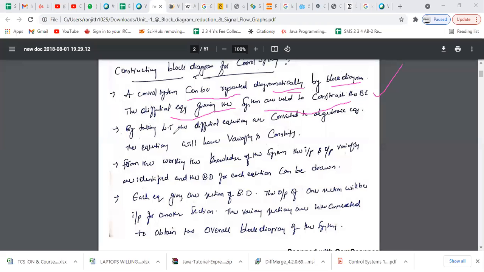By taking Laplace transform, the differential equations are converted into algebraic equations. The equations will have variables and constants.